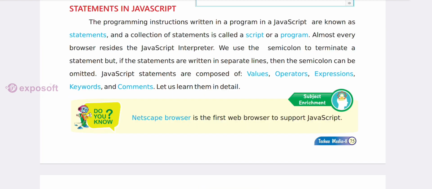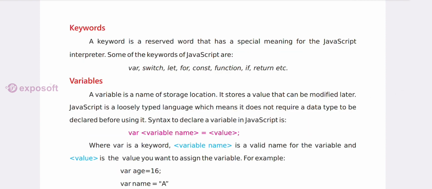Statements in JavaScript. The programming instructions written in a program in JavaScript are known as statements, and a collection of statements is called a script or a program. JavaScript statements are composed of values, operators, expressions, keywords, and comments. A keyword is a reserved word that has a special meaning for the JavaScript interpreter. Some of the keywords are var, switch, let, for, const, function, if, return, etc.